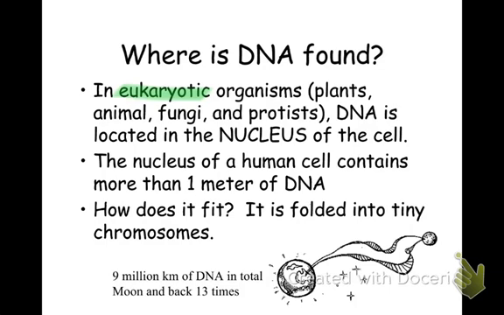If you were to look at one cell in a human and pull out its DNA and kind of unwind it, you have about a meter of DNA in each cell. So taking out all of the DNA from every single cell, unwinding it, it's going to be about 9 million kilometers, basically going from the Earth to the Moon and back 13 times. That's quite a bit. So how does it get that way? Well, it winds up.